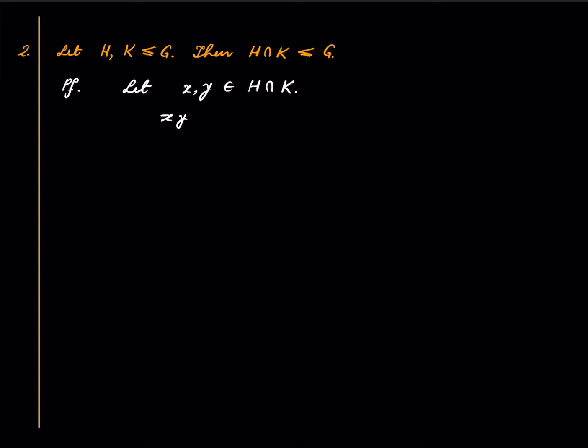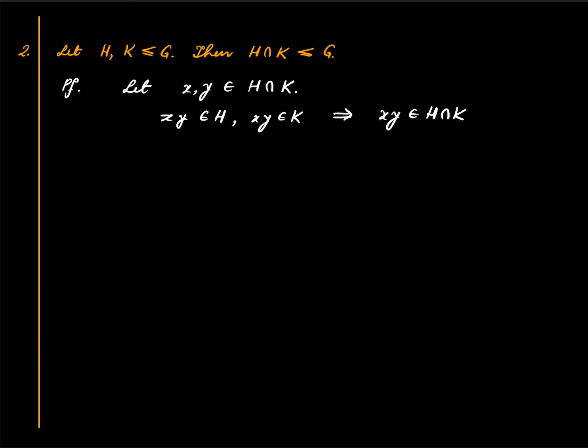But in particular, since x and y are in H, we have xy in H. x and y are in H intersection K, and hence in particular they are in H. H is a subgroup, hence the product of x and y is also in H. Similarly, the product is also in K, and hence the product is actually in the intersection. So H intersection K is closed under taking products, or more properly, it's closed under the binary operation of G.